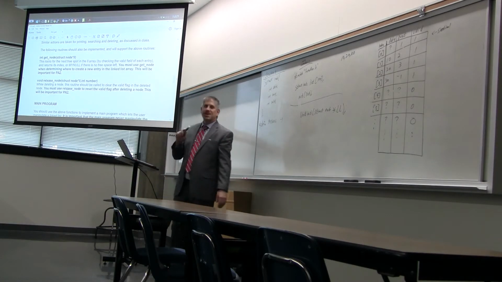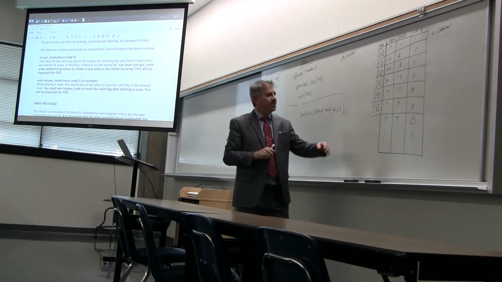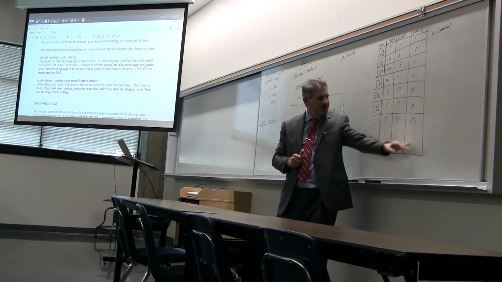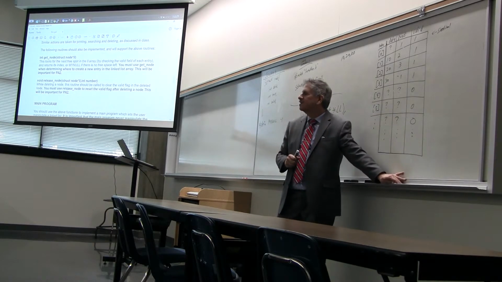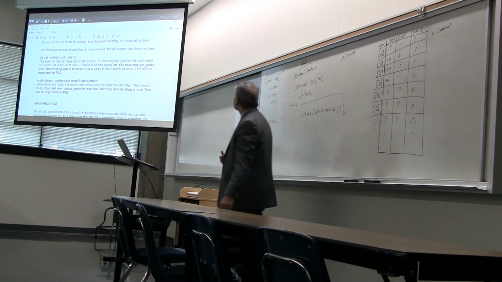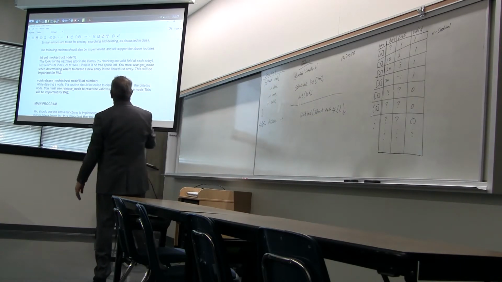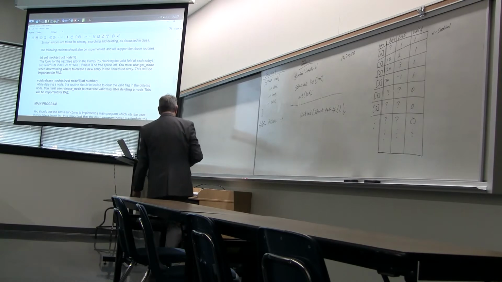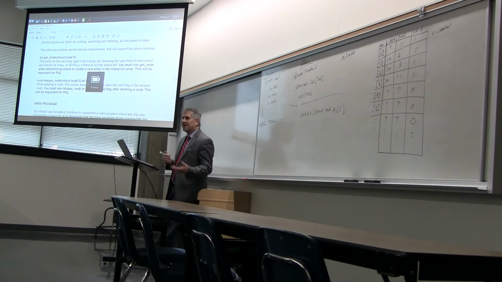If there's no space left in your array, if you go all the way through the array and every single entry is already valid, get node should return -1. Minus 1 or 0? Yeah, return -1 if there's no space left. So that's your flag saying I don't have room in my array for anything else.